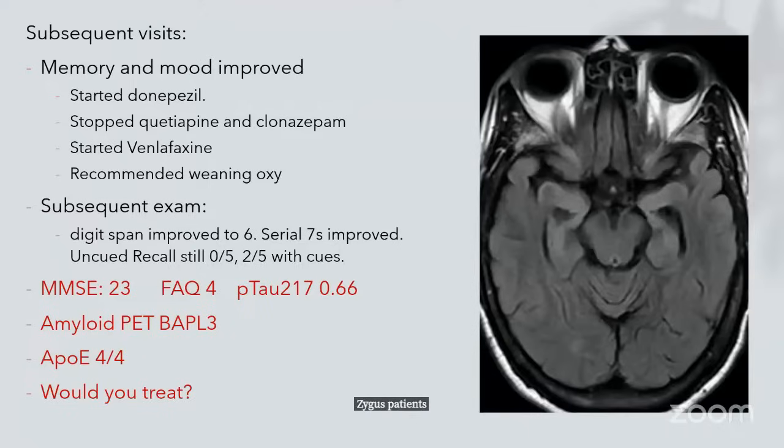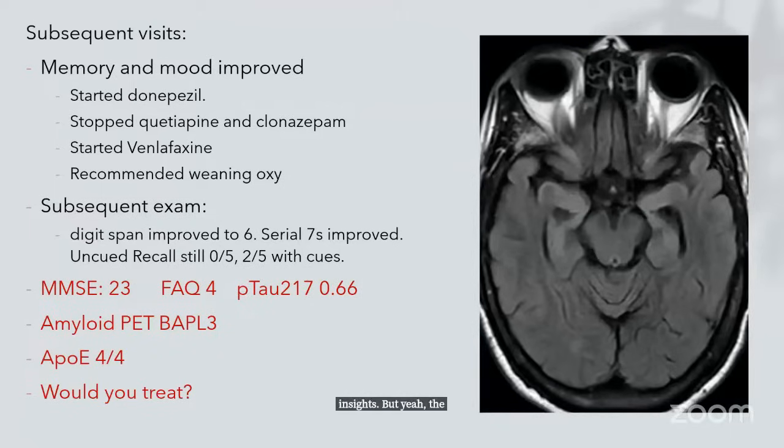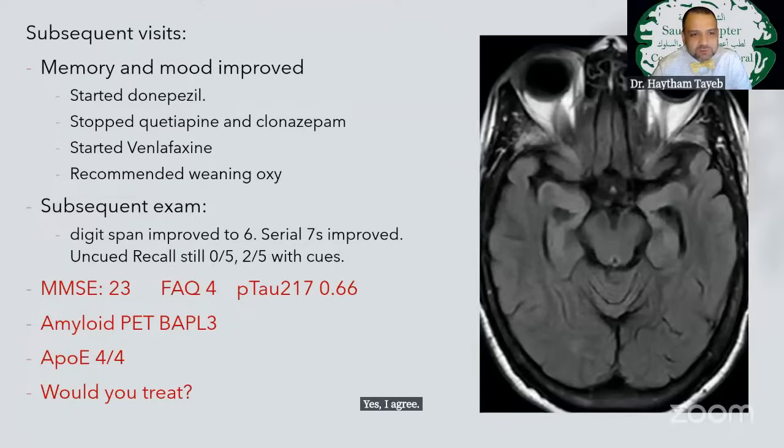Anytime I feel hesitant, I transfer my hesitancy to the patient, so we can have shared insights. The fact that it's not an absolute contraindication does not mean that it's not risky. Yes, I agree. Obviously, some people will say those at higher risk are the ones that need the medication the most. We still need to understand what the long-term outcomes are going to look like for ApoE epsilon 4. Unless somebody really pushes me to go with treatment, I would not, and I think I successfully dissuaded them here.